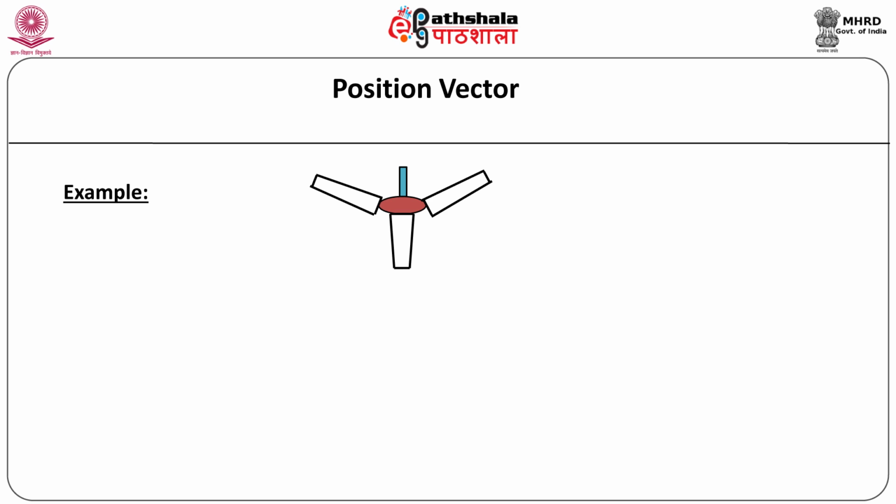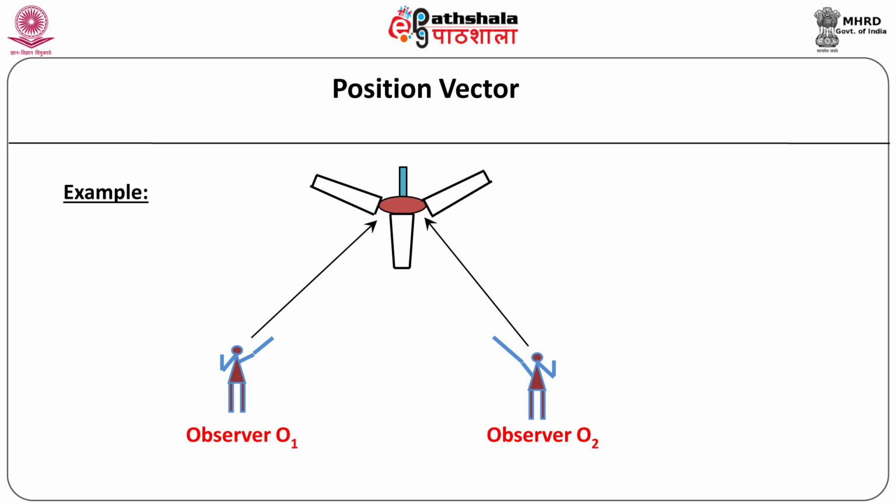Consider a ceiling fan in a hall. There are two observers in the hall. When asked, the first person points his hand towards the fan as shown. On the other hand, the second person points his hand in some other direction as shown. Thus, the description of the position of the same fan as described by two persons can be different. Who is correct in describing the position of the fan? We understand that both persons are correct. Description of the position of the object to be observed depends upon the position of the observer.